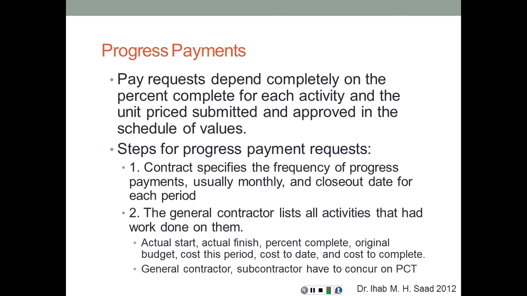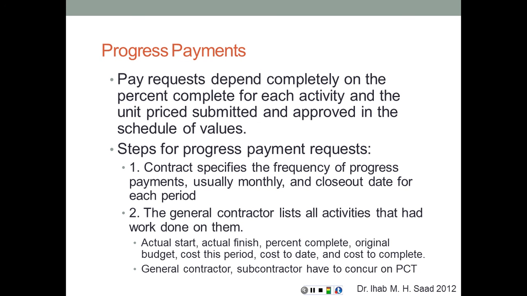So steps for progress payment include: the contract specifies the frequency, how often you are going to be submitting a payment request, whether it depends on a fixed duration of time like every month, or a certain percentage of work done, let's say every 15%, every 30%, and so on. It's usually going to be on a monthly basis, and the closeout date for each period, the contract is going to say you have to submit, for example, the payment by the 5th day of the month.